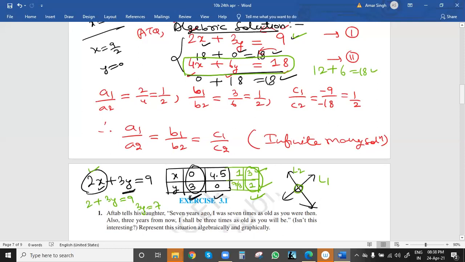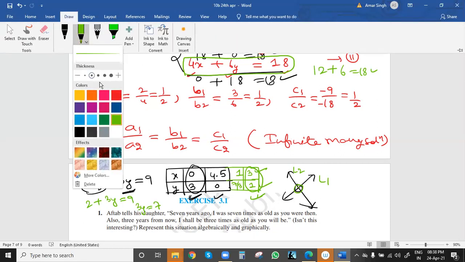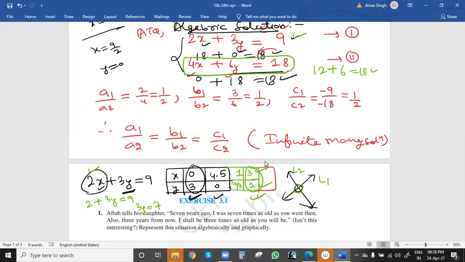How to draw the graph. We can take one more, a last final value. Suppose x is 9. If you take x value 9, so 9 twos are 18, and 9 minus 18 will be minus 9, so y will be minus 3. Y will not be 3, it will be minus 3.